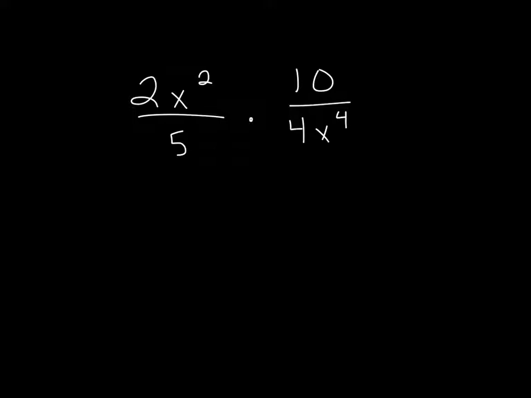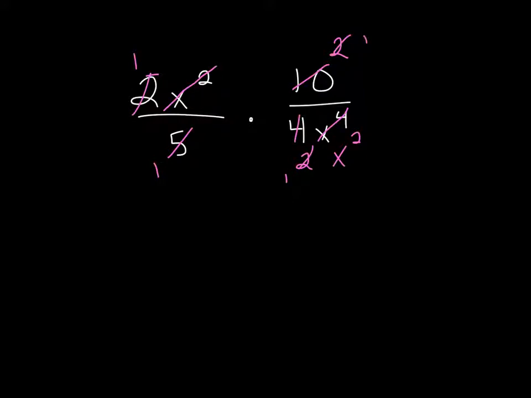So we can reduce the 2 with the 4, both can be divided by 2, which makes that a 1 and that a 2. X squared and x to the 4th, we can take 2 away, leaving 2 on the bottom and none on the top. And then we can also say 5 and 10 divided by 5. 5 divided by 5 is 1. 10 divided by 5 is 2. And we can cross off these 2's, making them both 1's.